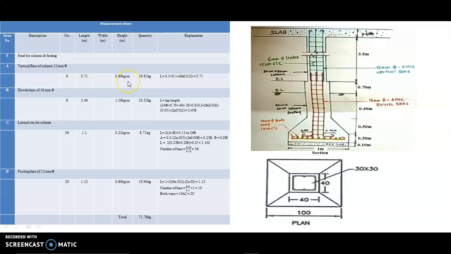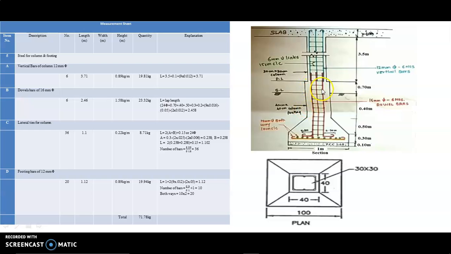How do we find that? We also discussed it in our previous lecture. There is one formula for that: D square upon 162, where D is the diameter of the bar. So 12 into 12 divided by 162, we get 0.89 kg per meter, and we multiply these three columns and get 19.81 kg as the weight of reinforcement for the vertical bars of 12 mm diameter, which are 6 in number.